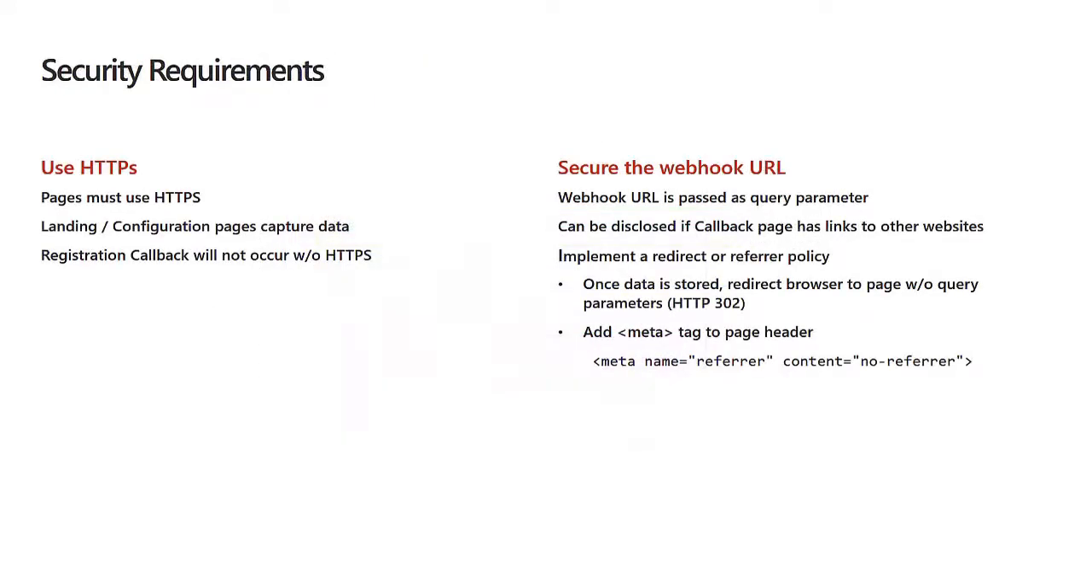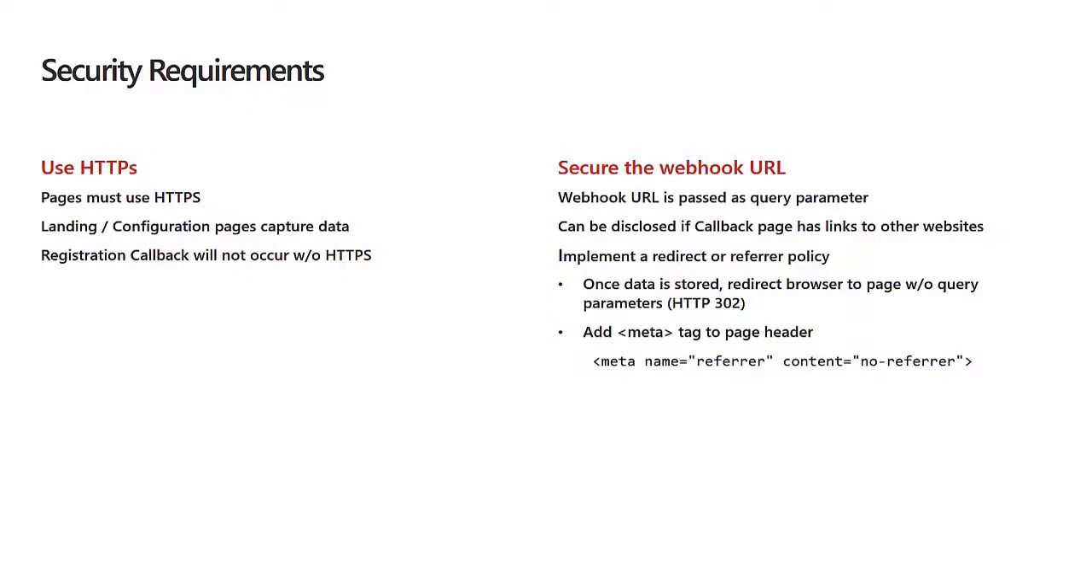There are security requirements that we must be aware of as part of Office 365 connectors. The first, all pages must use HTTPS. The landing and configuration pages capture data, and that certainly should be secured. Furthermore, the registration callback will not happen if the callback URL that you provide does not have an HTTPS scheme.